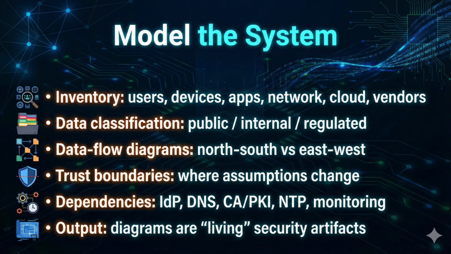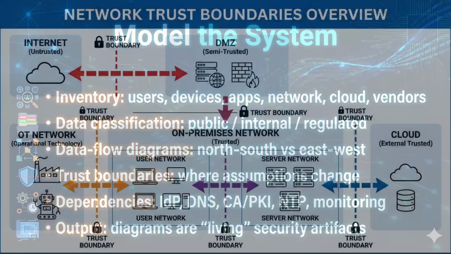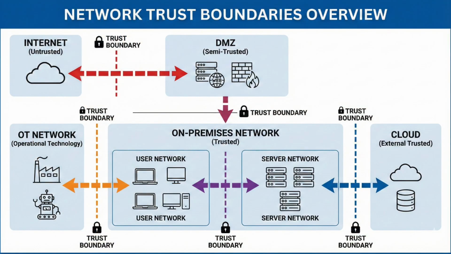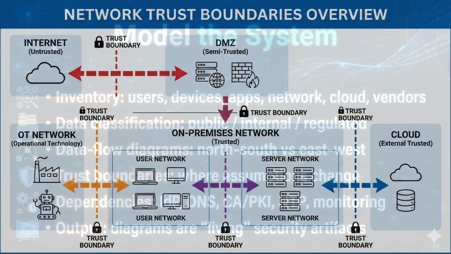Next, draw data flow diagrams. I like to separate north-south traffic into and out of the environment from east-west traffic, which is lateral movement inside the network. Attackers love east-west paths, so we have to see them. Then mark trust boundaries. A trust boundary is where the security assumptions change, like Internet to DMZ, user network to server network, corporate to cloud, or production to management. Every boundary becomes a candidate enforcement point.